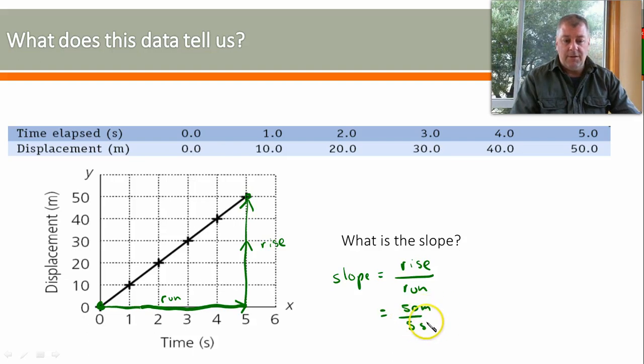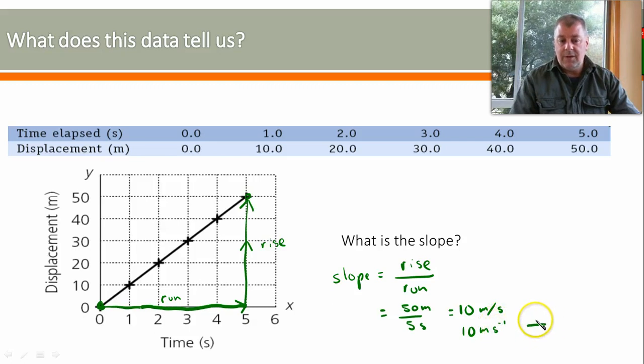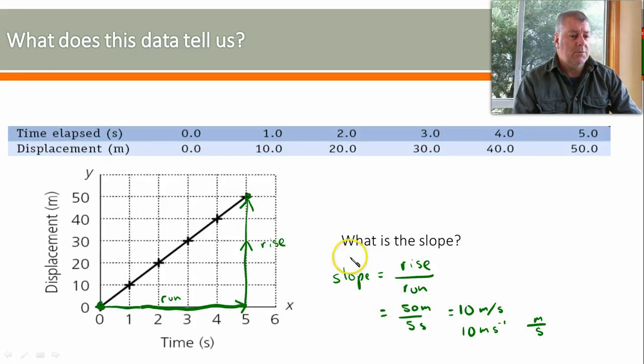Now notice we've got meters divided by seconds, so that will tell us what our units are, and 50 divided by 5 is 10. So it's 10 meters per second, or it could be written as 10 meters seconds to the -1, because raising something to the power of -1 is the same as having it divided by. That's where that -1 comes from. So hopefully we're good at that.